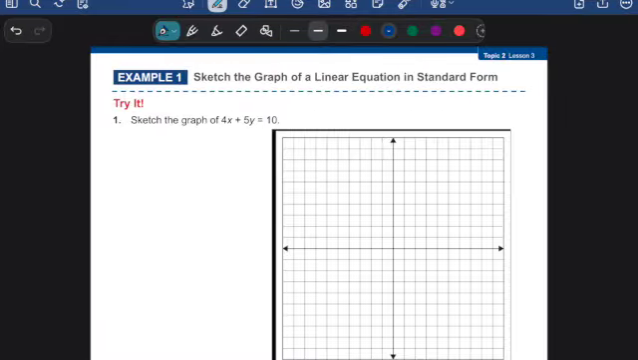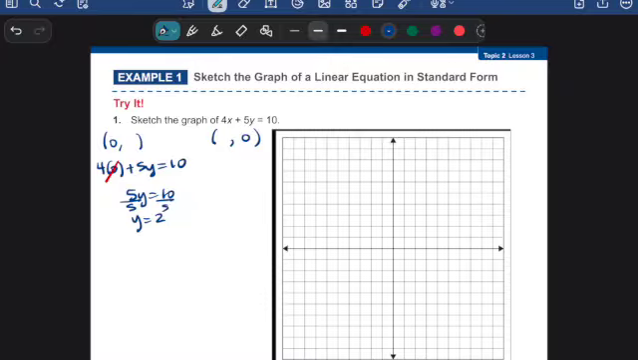So let's sketch this graph. 4x plus 5y equals 10. It's in standard form, so we're going to use our intercepts. When x equals 0 and when y equals 0. Okay, so when x equals 0, 4 times 0 plus 5y equals 10. My x term goes away. I have 5y equals 10, y equals 2. Divide both sides by the coefficient. That's how we got there.